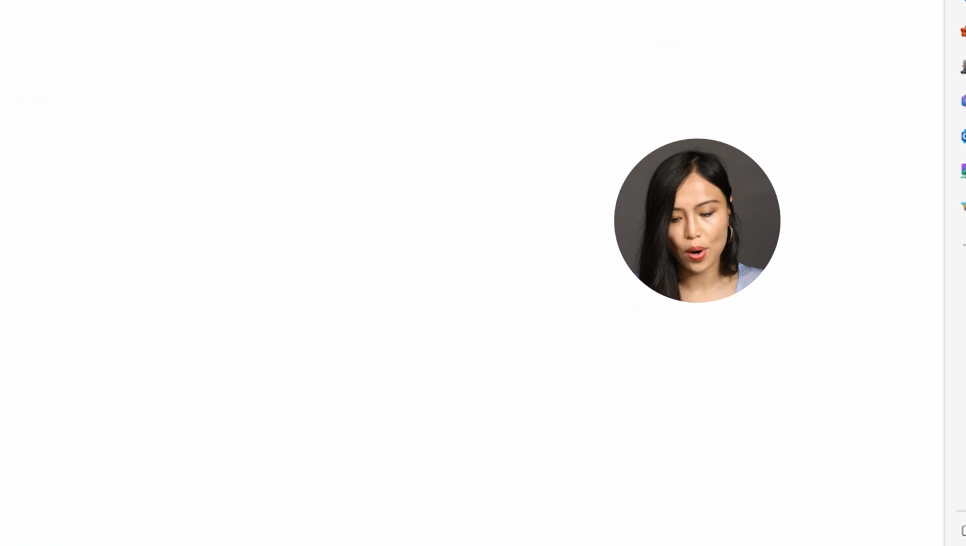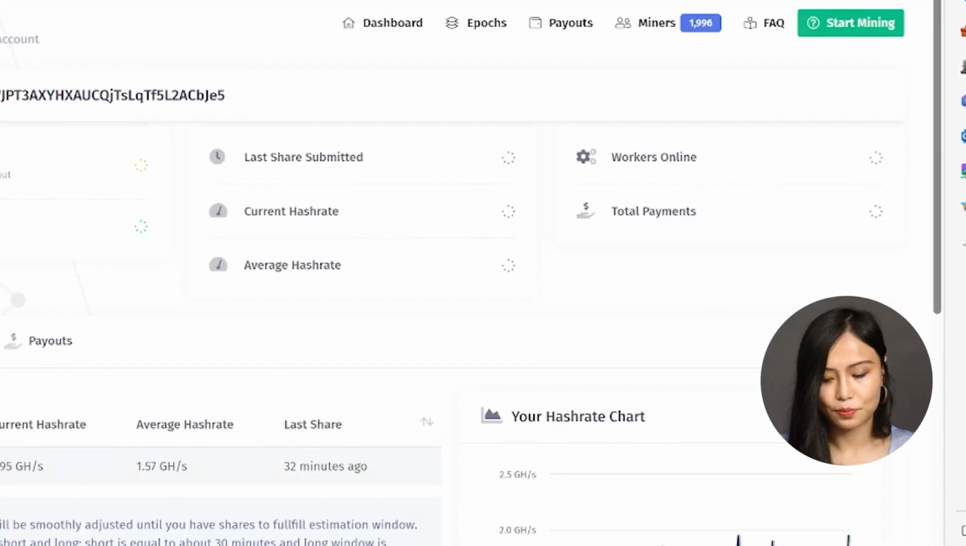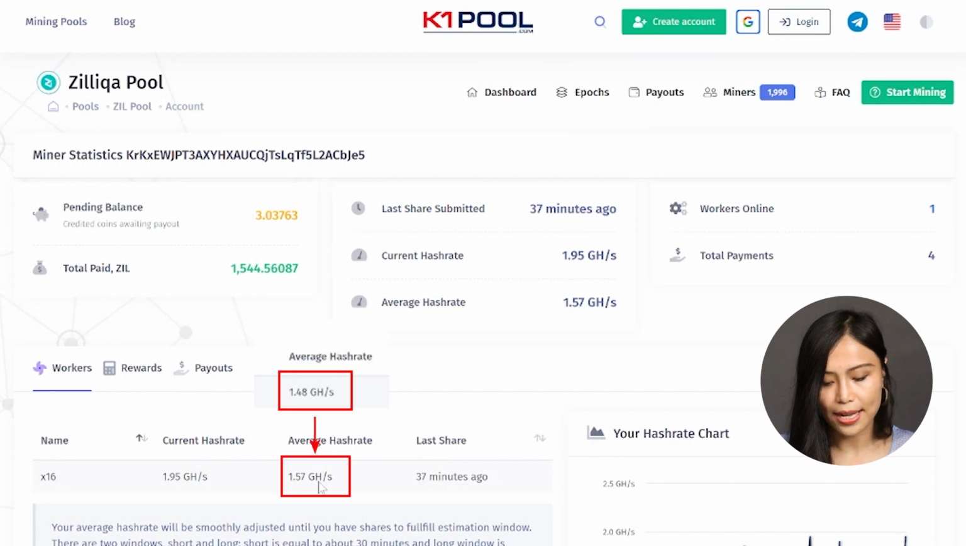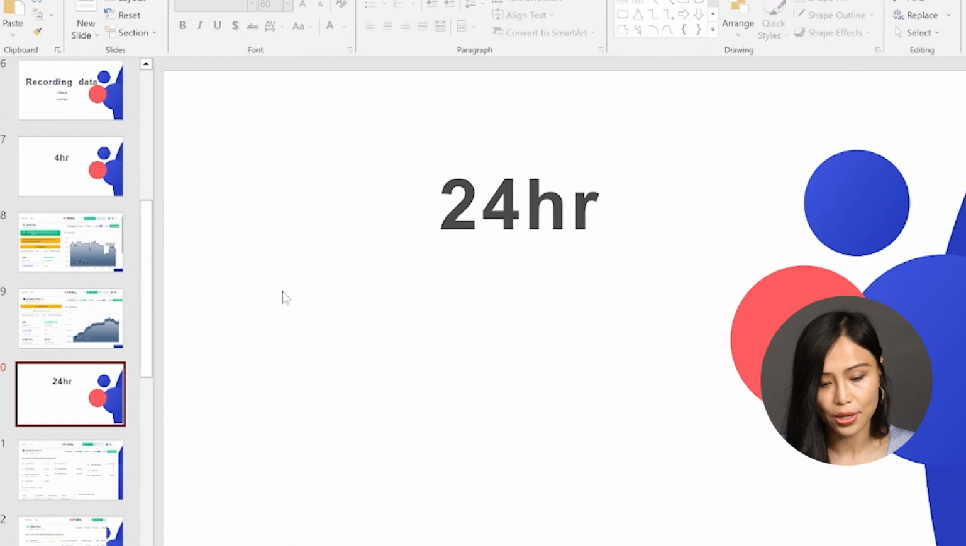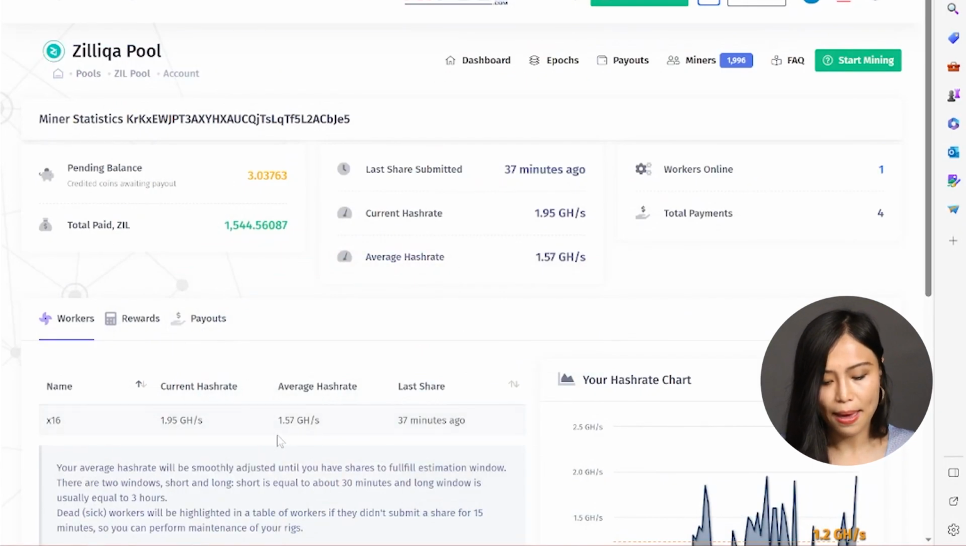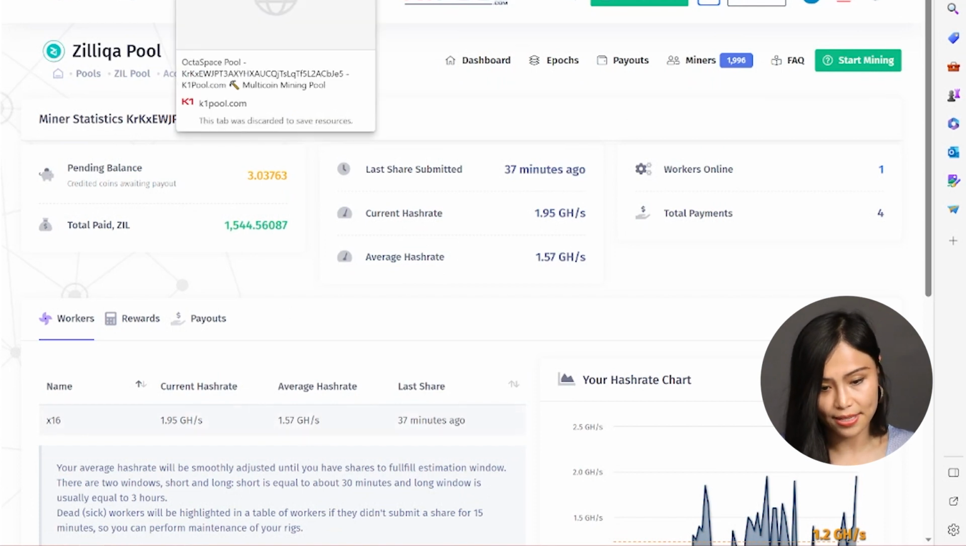Now let's see what the 24-hour data is right now. For mining ZEL, it's actually going higher, at 1.57 gigahash per second. Just now the calculator we used was at 1,480 megahash per second. This is pretty much higher than the 4 hours just now. I think this is pretty cool, which surprised me a lot.